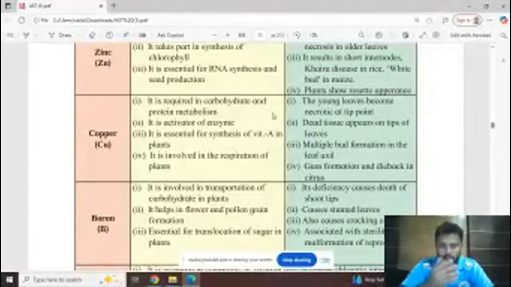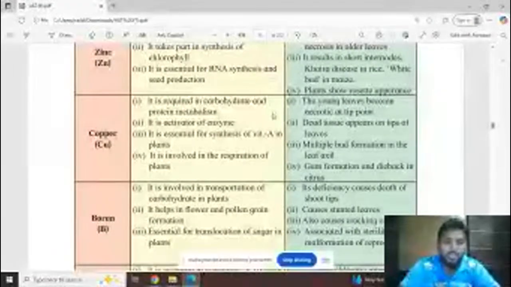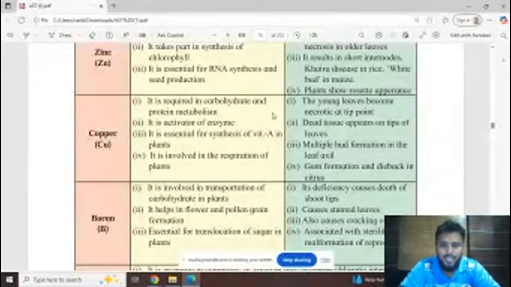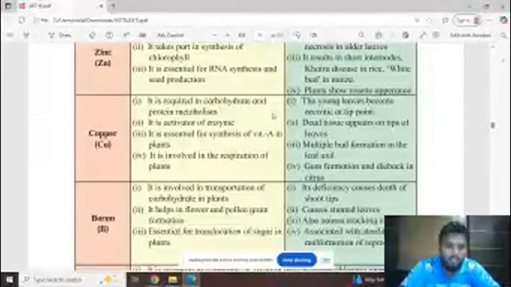Likewise, copper. If there is a deficiency of copper, then gum formation or dieback is seen in the citrus plants. Citrus plants means sweet oranges, santra, mosambi, grapefruit. These are the citrus fruits. In the plants of those fruits, we see a problem, that is gum formation or dieback, or an alternate name may be citrus decline.